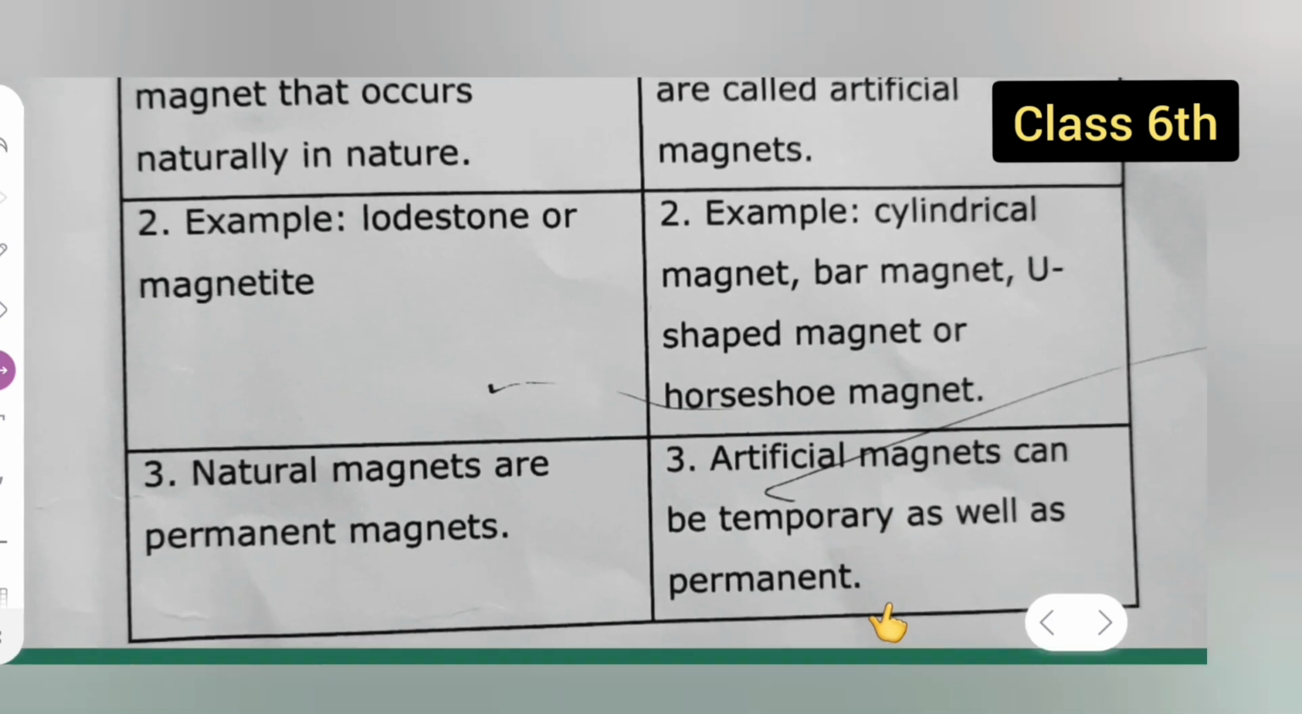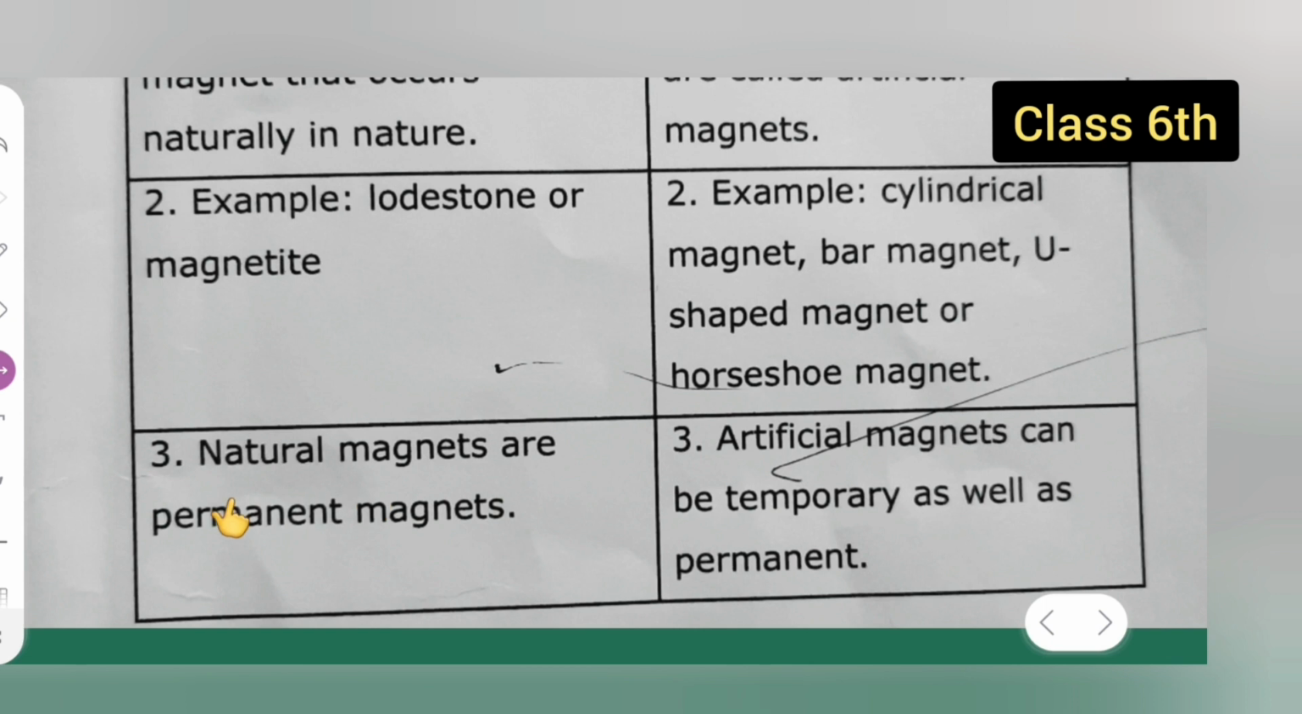Okay, next, this is the natural magnets. Natural magnets are permanent magnets. Artificial magnets can be temporary as well as permanent. Okay, so this is something which you will have to know.